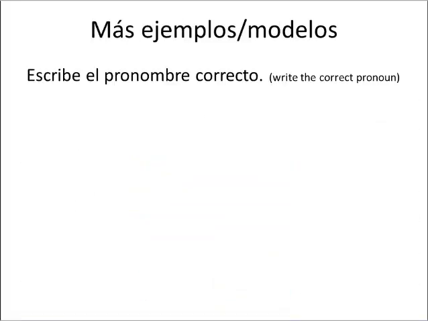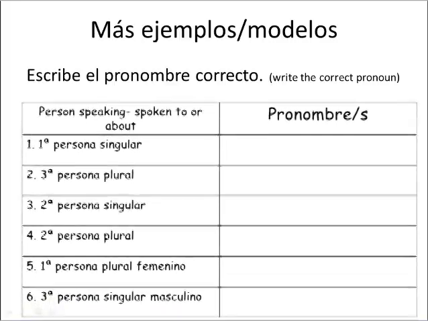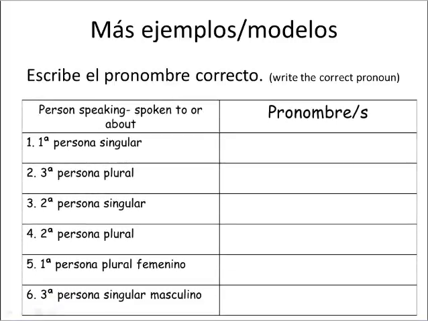Let's move on to another example. So here we have más ejemplos, más modelos. Again, escribe el pronombre correcto. And here let's just pay attention. So now here, instead of actually having nouns on there, what I have is the actual person who is speaking, or who is being spoken to or about.